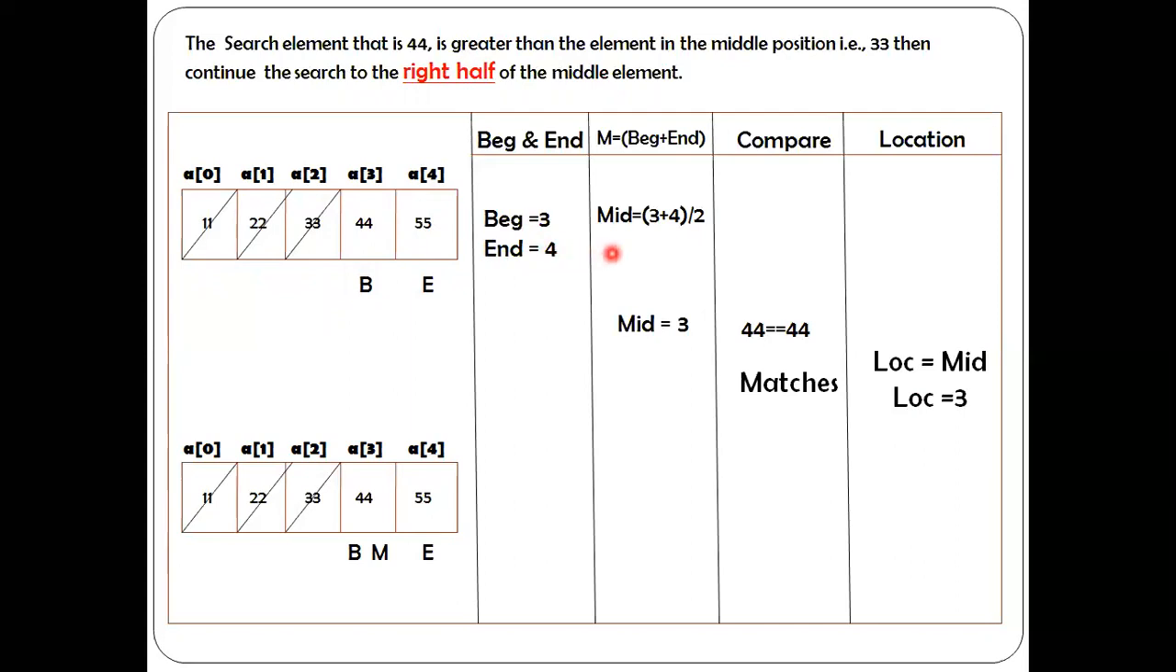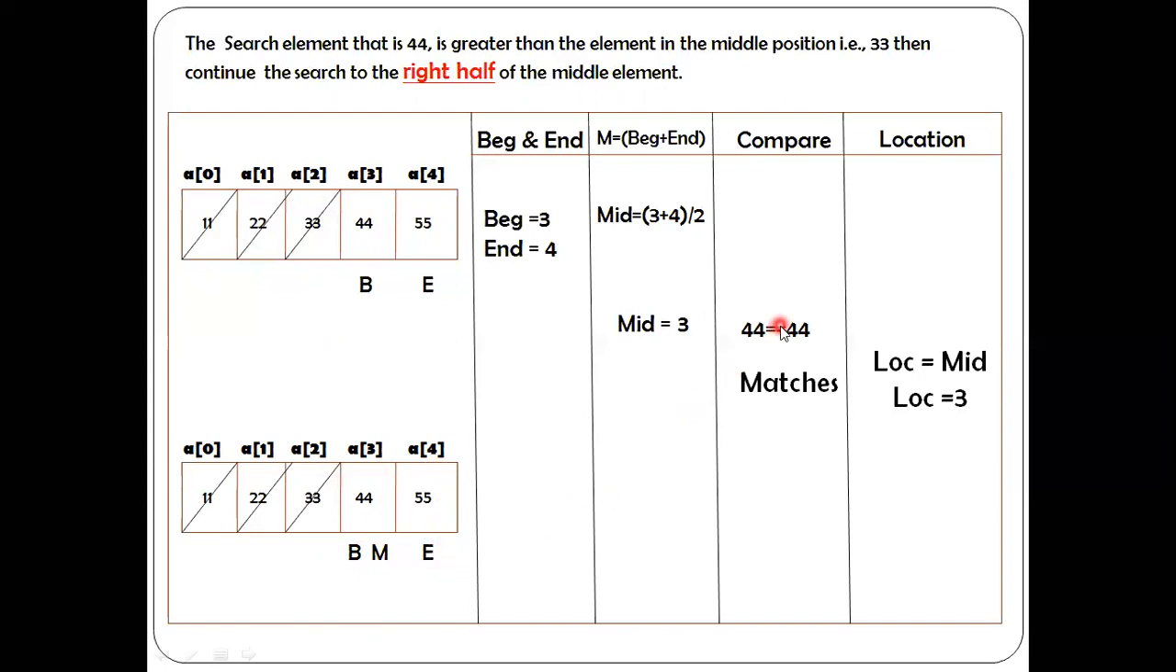Now we'll identify the middle element. Mid is equal to (begin plus end) divided by 2. Begin is 3, end is 4. 3 plus 4 is 7. 7 divided by 2 gives 3.5. We'll consider here the integer part, that is 3. 3 is assigned to mid. Look at the array. See, 44 and 55. 44 is stored in A of 3 and 55 is stored in A of 4. This position A of 3 becomes begin as well as mid. Now this position, A of 4, is end.